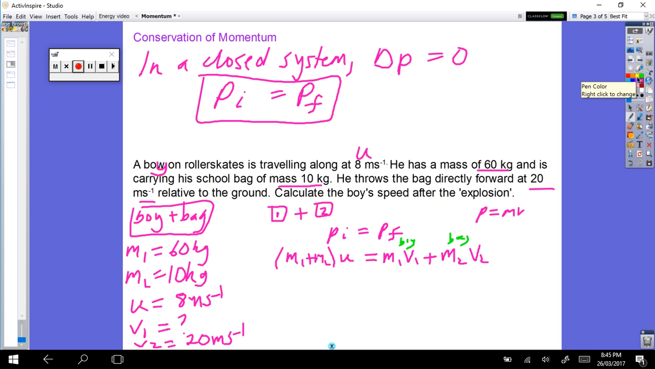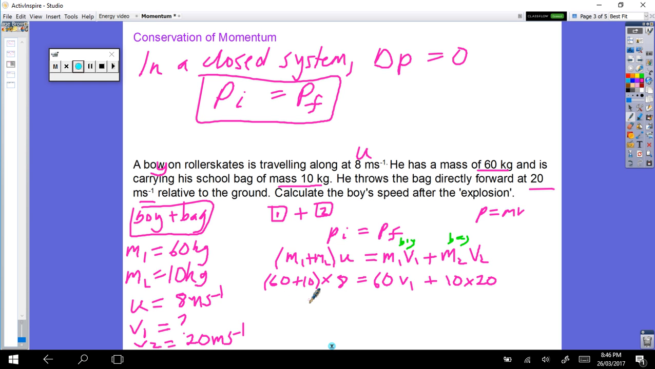So now we can start to put in our values. We've got 60 plus 10 times 8 equals the boy's mass, 60, times his velocity, which we don't know, that's what we want to work out. We know that the bag's mass is 10, and we know that he's throwing the bag forwards at 20 meters per second, which is pretty fast, actually. But he must have been moving, he's moving 8 meters per second, so that's alright.